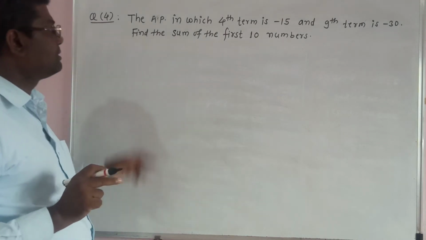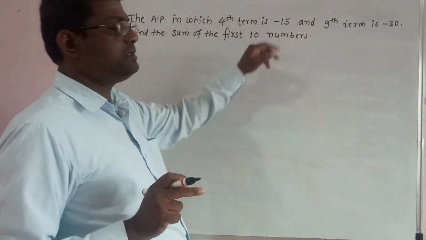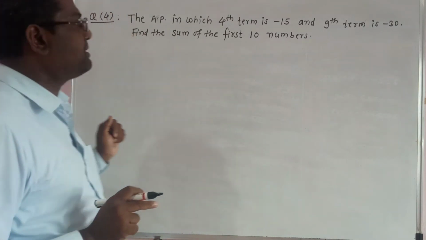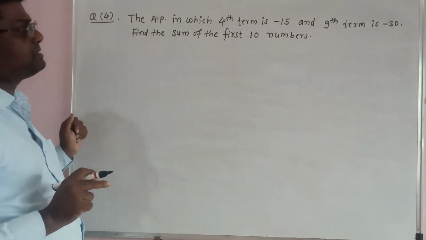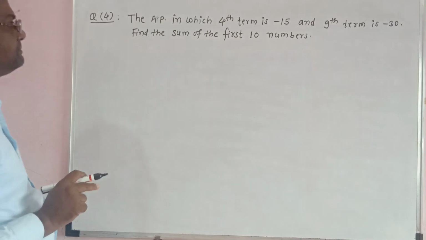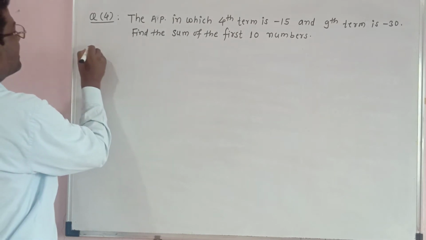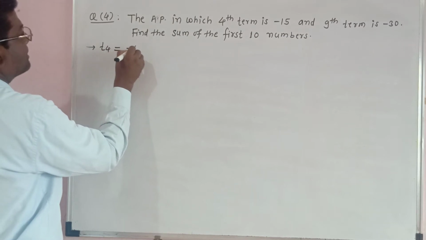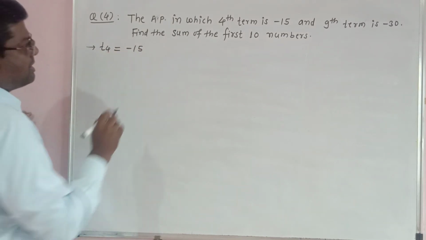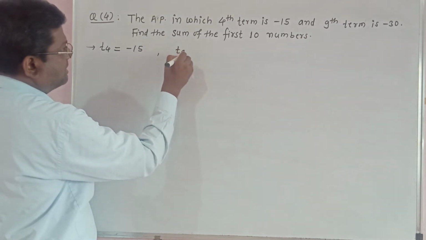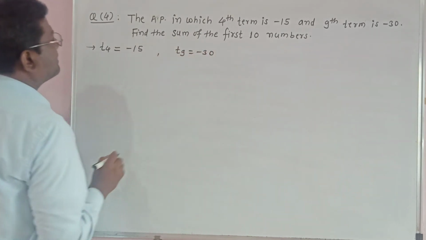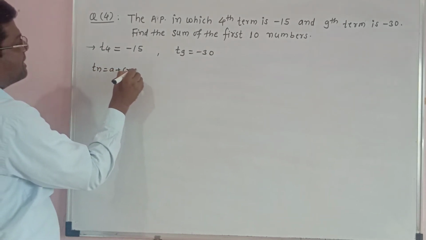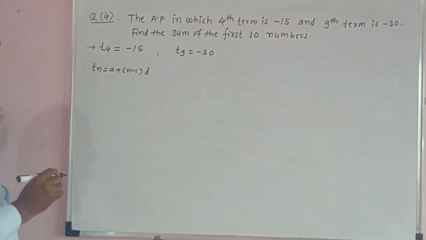Question number 4. The AP in which the fourth term is minus 15 and the ninth term is minus 30. Find the sum of the first 10 numbers. Now we have given here the fourth term, that is T4 is equal to minus 15, and also we have given T9 is equal to minus 30. Now we use the formula Tn is equal to a plus n minus 1 into d.